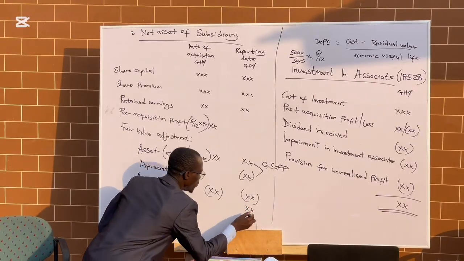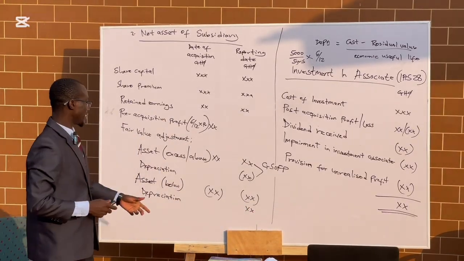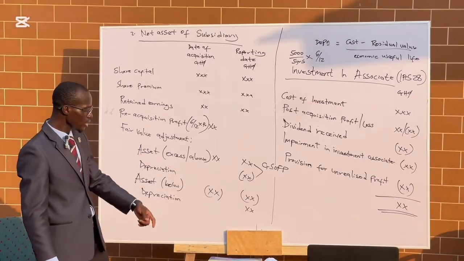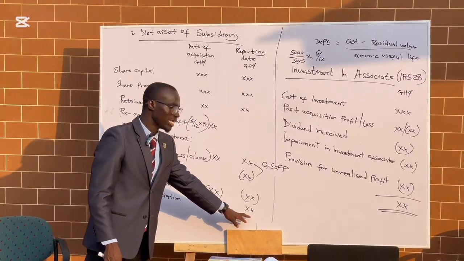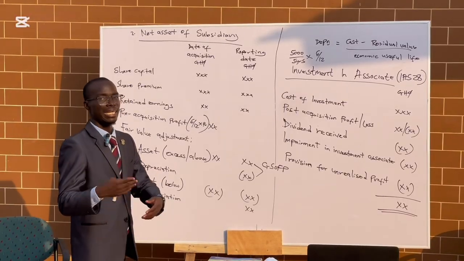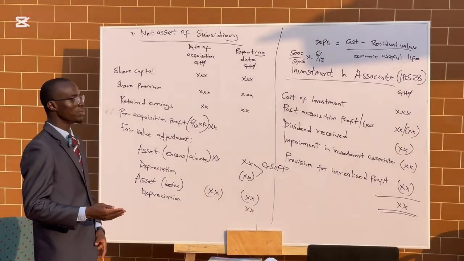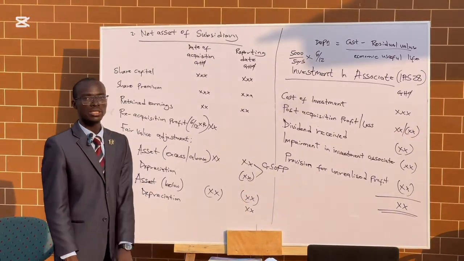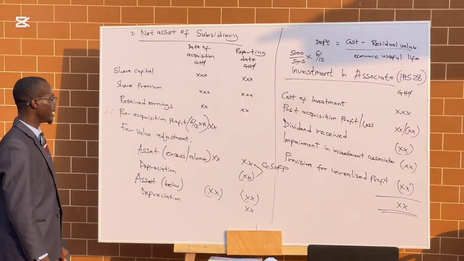So here, because the asset value is what? Higher than the fair value. It means that the depreciation we have charged is different. The fair value is less and the current amount is higher. So it means that we have charged higher depreciation. So we need to come and what? Take it up so that we get our total figure for the asset.